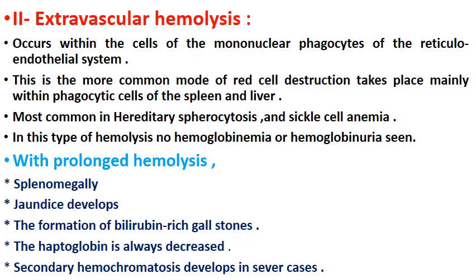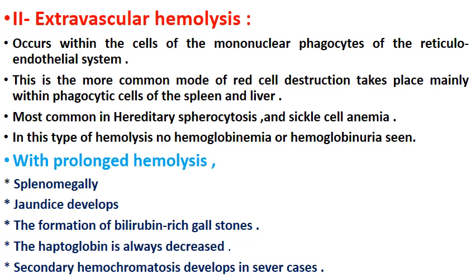Extravascular hemolysis occurs within the mononuclear phagocytes of the reticuloendothelial system. This is the more common mode of red blood cell destruction, taking place in the phagocytic cells of the liver and spleen. It is most common in hereditary spherocytosis, which will be discussed in the next slides, and in sickle cell anemia.